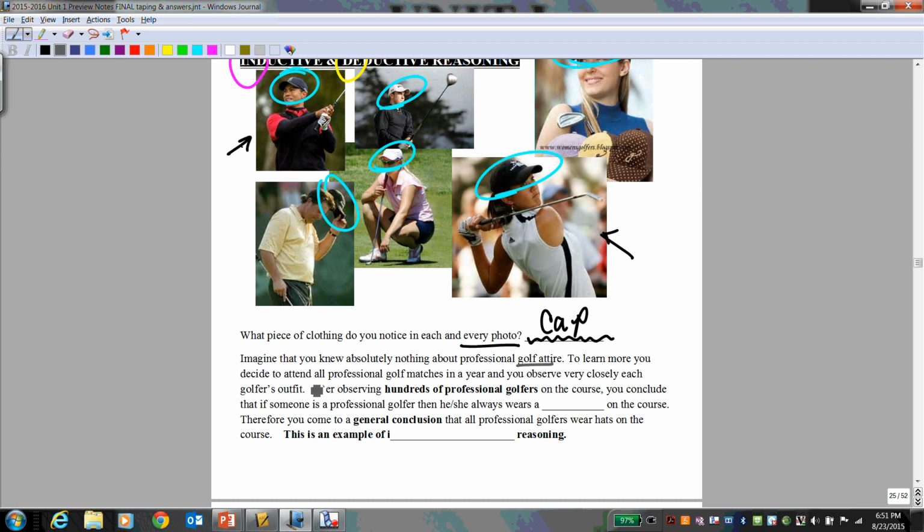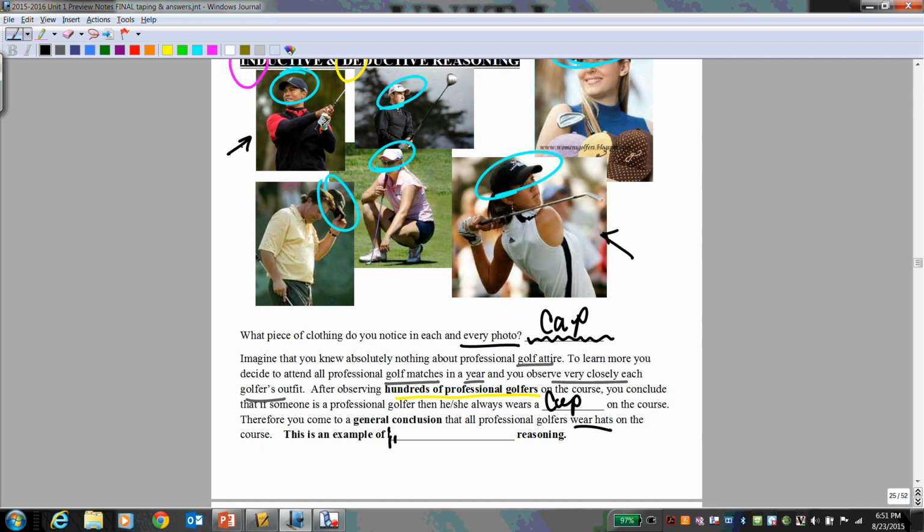Now, imagine if you knew absolutely nothing about professional golf attire. And to learn more, you decide to attend all the professional golf matches in a single year, and you observe very closely each golfer's outfit. Let's say you observed hundreds of professional golfers on the course, and you saw this same pattern. You could then conclude that someone who is a professional golfer always wears a cap on the course. Therefore, you come to a general conclusion that all professional golfers wear hats on the course.